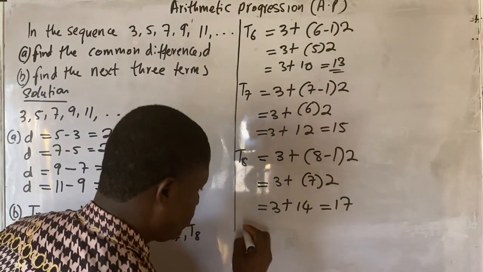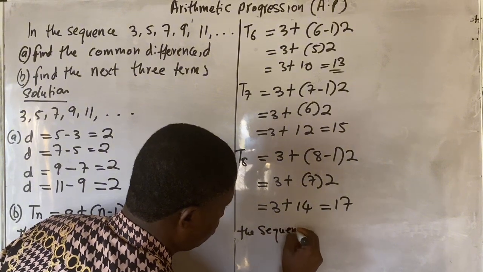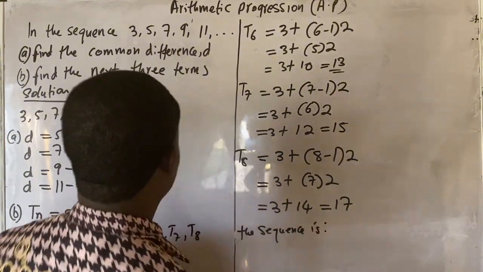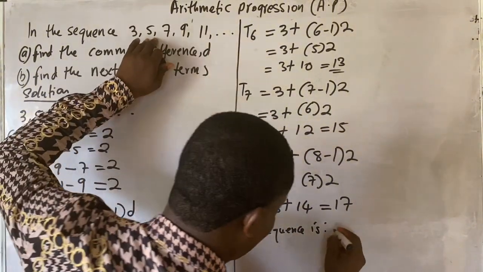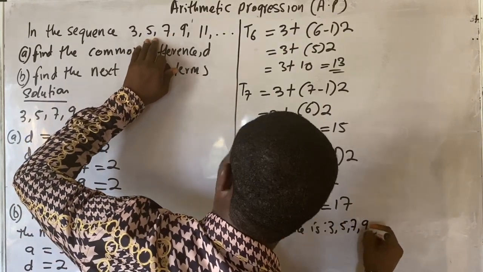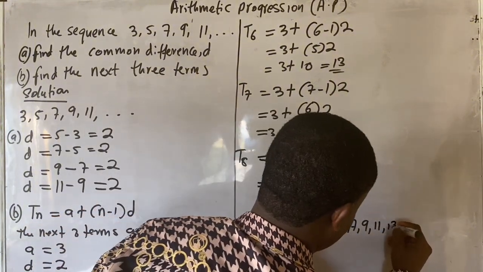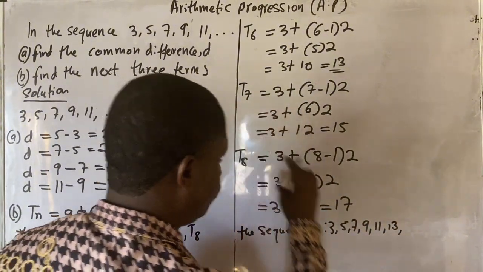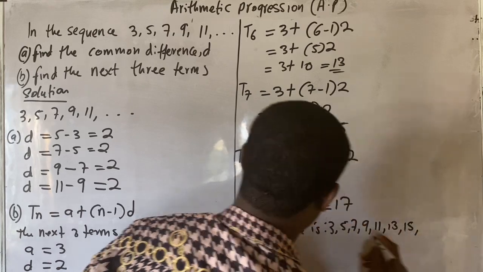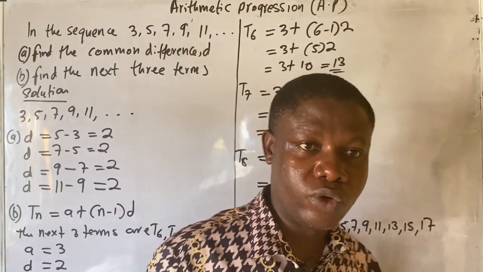So the sequence will now become, from the sequence we are given, 3, 5, 7, 9, 11, followed by T6, which is 13, then followed by T7, which is 15, then followed by T8, which is 17. So this is the sequence you are required to find.